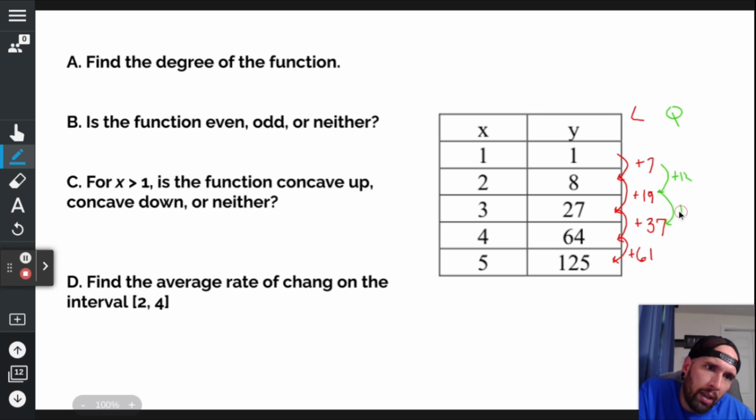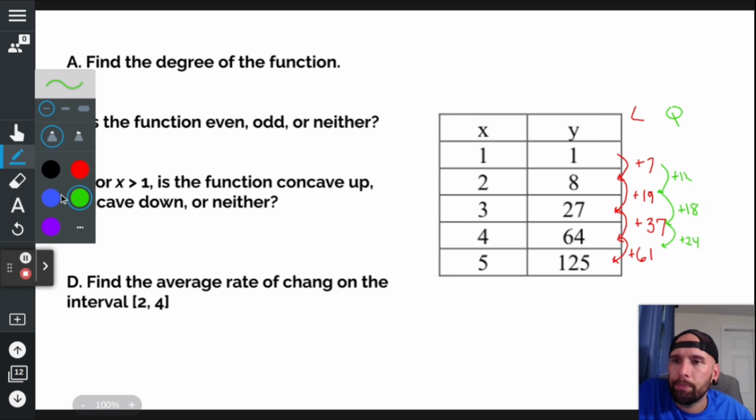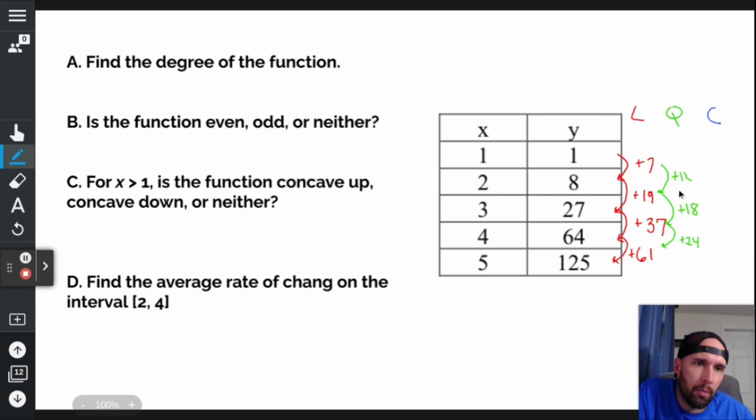Add 18, so it's not quadratic. Add 24. All right, not quadratic. Is it a cubic? Add 6. Add 6. It's a cubic. So find the degree of the function.